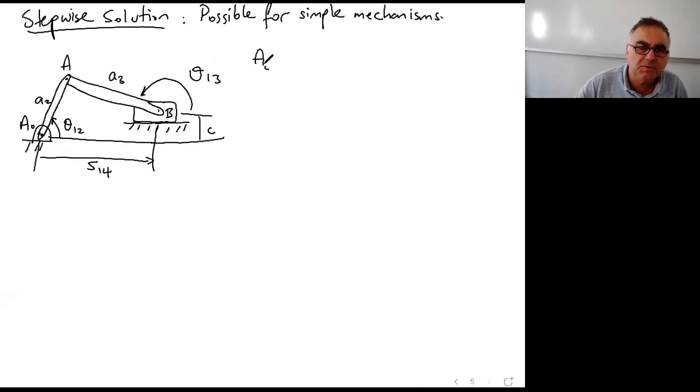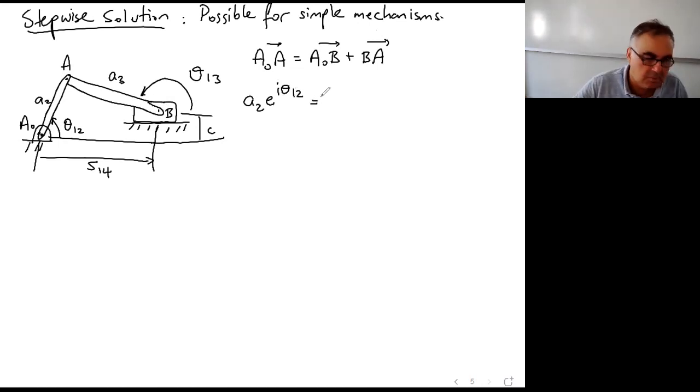So the loop equation is A0A is equal to A0B plus BA. So this vector is equal to A0B plus BA. So we can write A2 e to the i theta 1,2 is equal to S14 plus iC, where iC is the vertical component, plus A3.